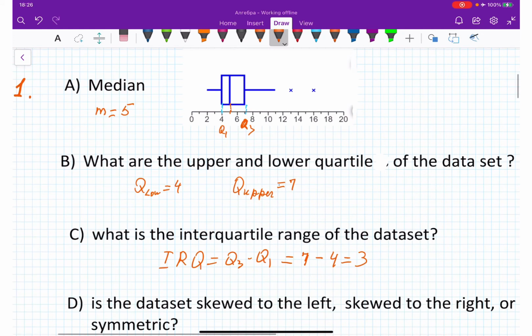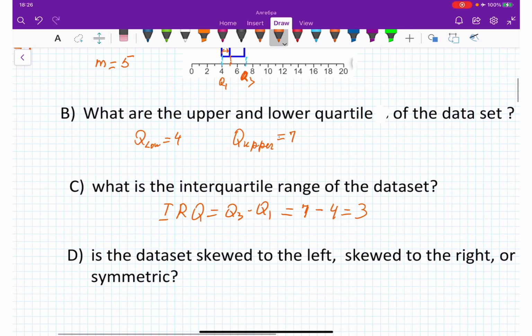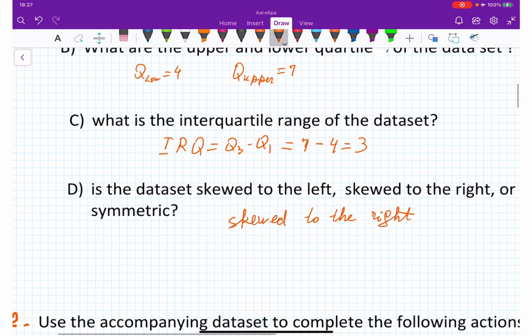Okay, now looking at the box and whisker plot, what can we say? Is the data set skewed to the left, to the right, or symmetric? The data set is skewed to the right. See this, we have more distance here than here, right? So it's skewed to the right. All right. Moving to question number 2.